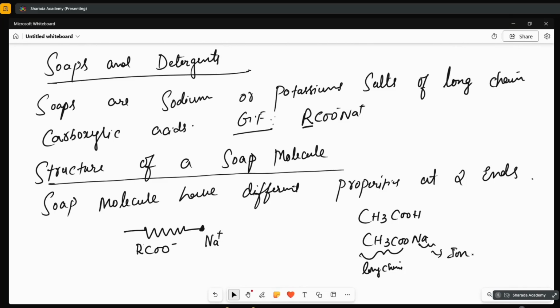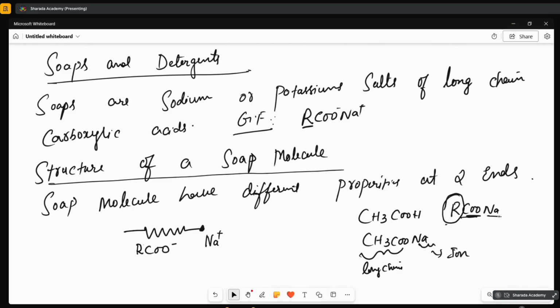But many times, instead of CH3COO, it may be a very long chain. Here they've given C15H31, maybe still a very long chain. So many times they write it as RCOONa, because this R is a bigger chain. COO will indicate it is a carboxylic group. One H is replaced by sodium.